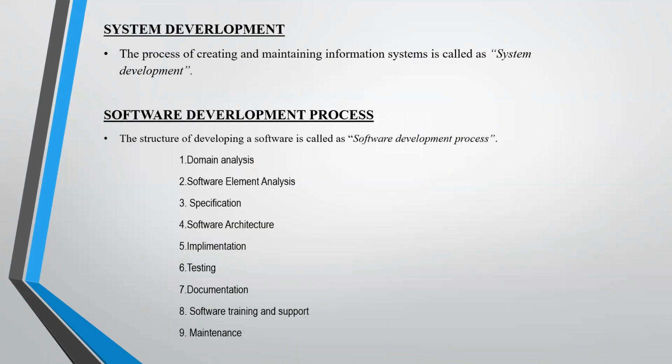System development. The process of creating and maintaining information systems is called system development. Software development process. The structure of developing a software is called a software development process. Domain analysis, software element analysis, specification, software architecture, implementation, testing, documentation, software training and support, maintenance. Let's talk about this briefly.